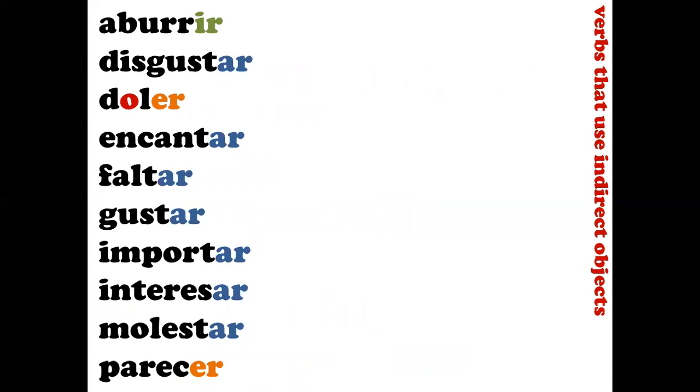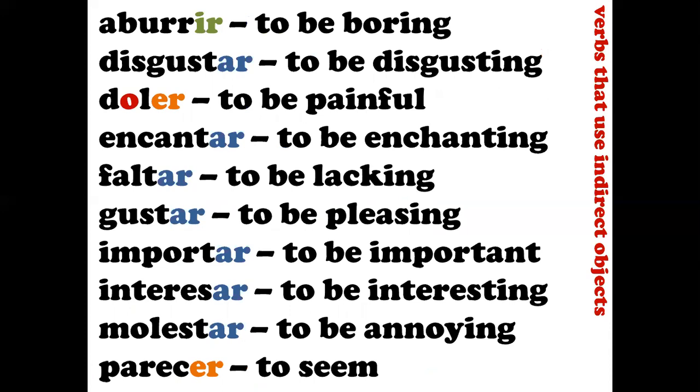A word about these verbs. It's easier to remember that they take an indirect object pronoun, that there's a requisite for that, if you remember that their definitions are really sort of indirect, sort of passive. To be boring, aburrir. To be disgusting, disgustar. To be painful, doler. To be enchanting, encantar. To be lacking, faltar. Gustar, importar. You can see these are passive definitions. And these are the actual literal definitions of these verbs, which is why they take indirect object pronouns.